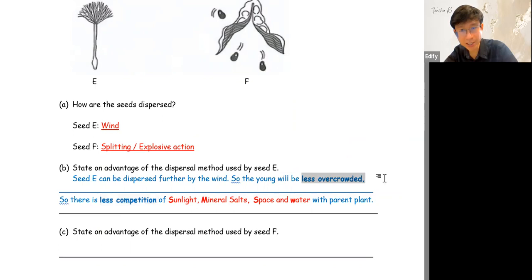Less overcrowded, and not prevent overcrowding. Sometimes you use the word prevent. Don't use the word prevent. It cannot be prevented. Okay, so seed E is dispersed by wind further. Wind can disperse seeds further.